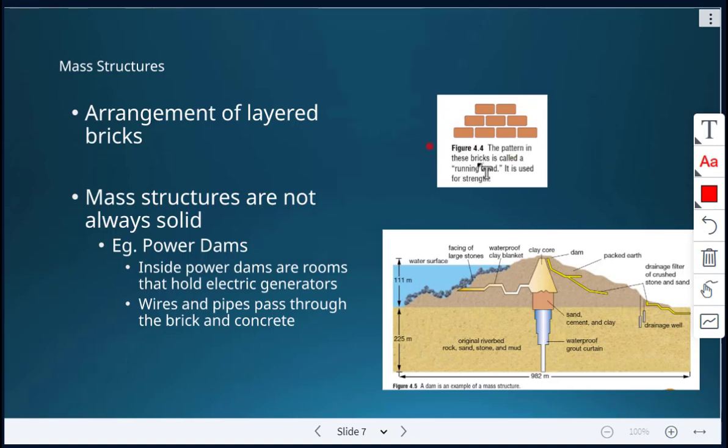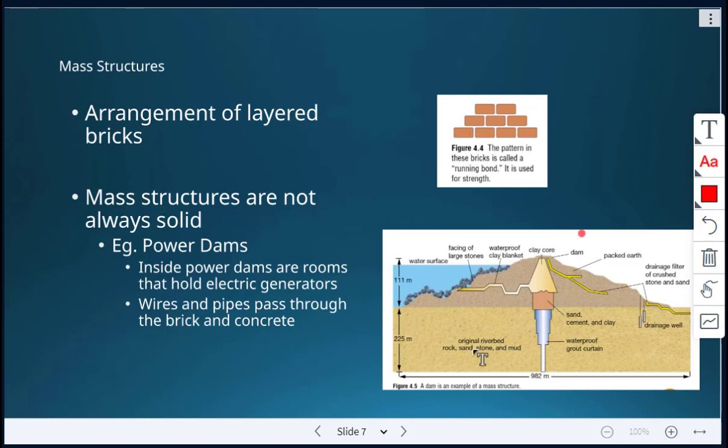This is another example of a mass structure. This is the arrangement of layered bricks. This pattern here is called a running bond. It's used for strength. Notice how the bricks are laid and how the next brick is laid on top in between the 2 on the bottom.